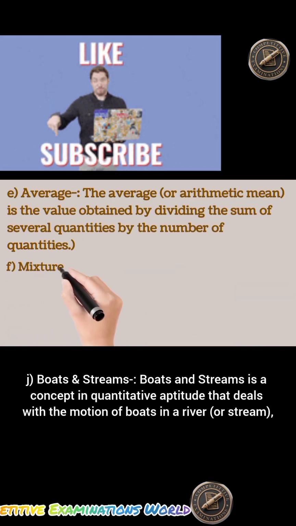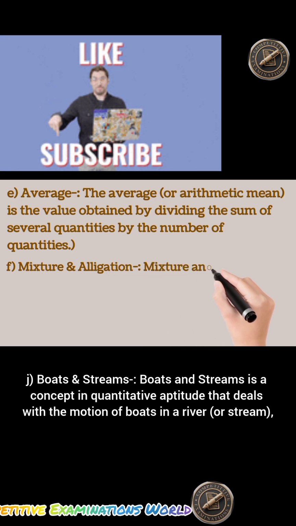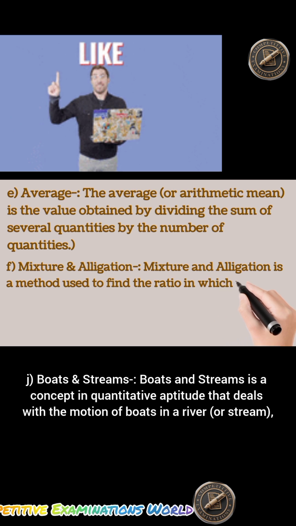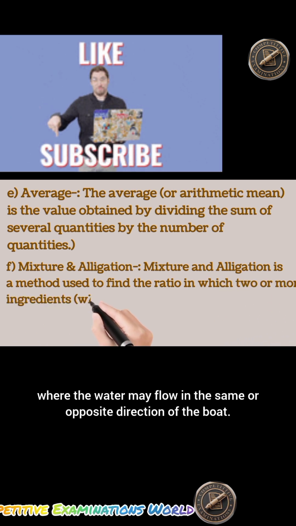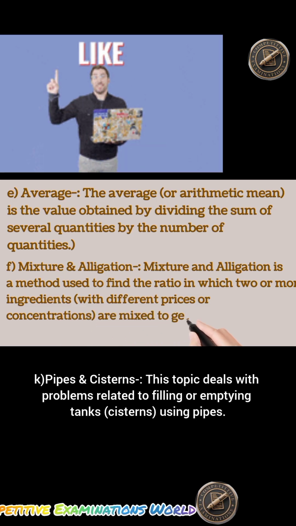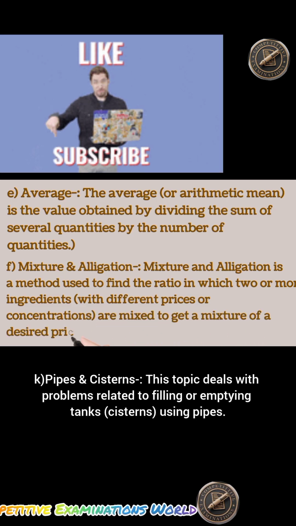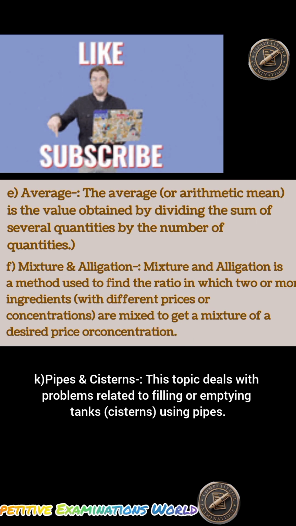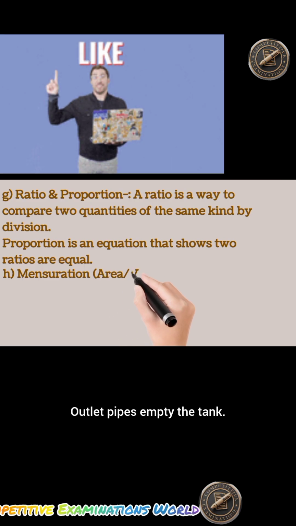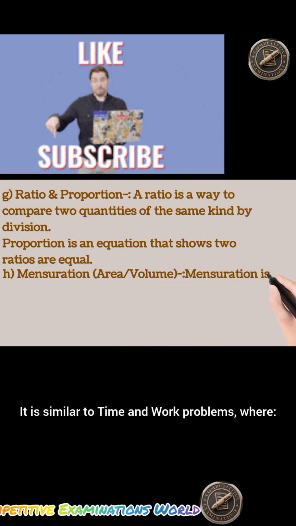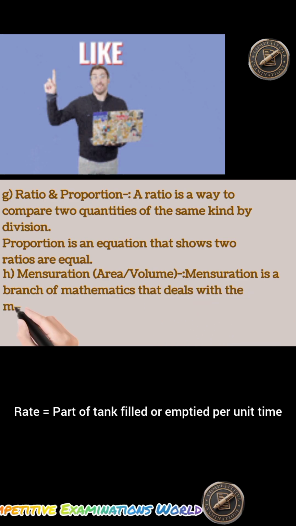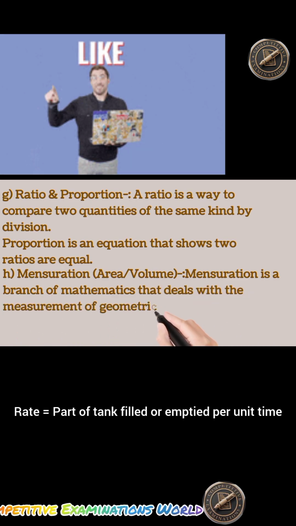Boats and streams. Boats and streams is a concept in quantitative aptitude that deals with the motion of boats in a river or stream, where the water may flow in the same or opposite direction of the boat. Pipes and cisterns. This topic deals with problems related to filling or emptying tanks and cisterns using pipes. Inlet pipes fill the tank. Outlet pipes empty the tank. It is similar to time and work problems where work equals filling the tank, 1 unit. Rate equals part of the tank filled or emptied per unit time.